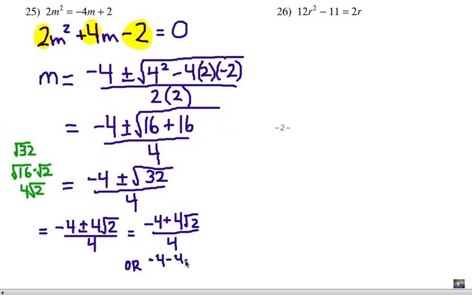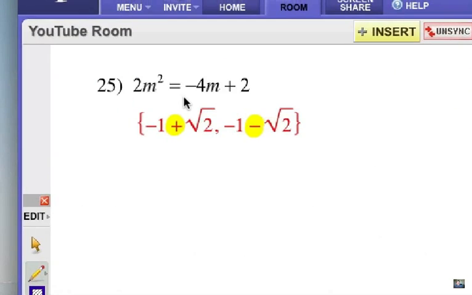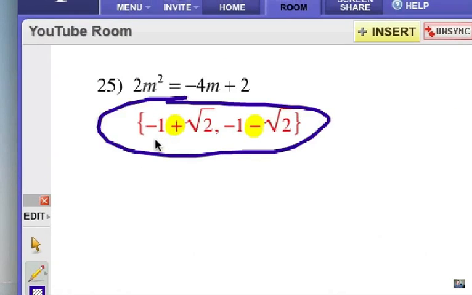And what happens is that I can divide that 4 into both parts, the 4 in the denominator, and I can simplify it down to the answer that I showed previously. Okay? So it becomes negative 1 plus and minus the square root of 2. All right? I hope that you followed that process.